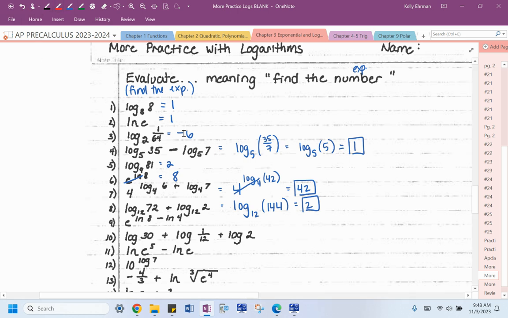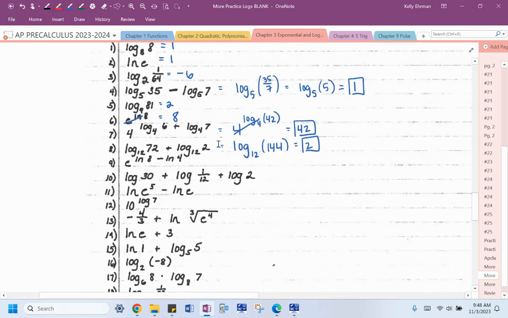Switch colors so my work doesn't run together. Number 9 is like number 7. I can't say that this is 8 minus 4. I have to condense first. So this is e to the natural log of 8 divided by 4, which is 2. And that answer is 2.